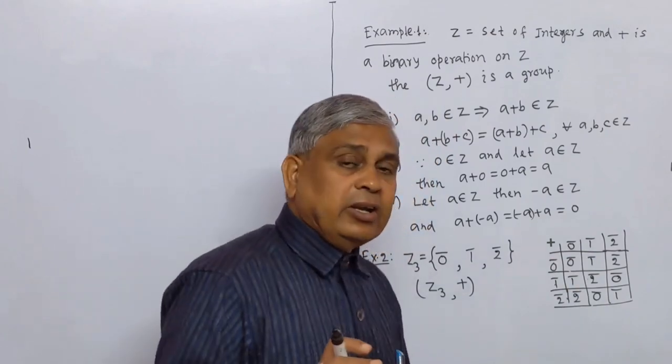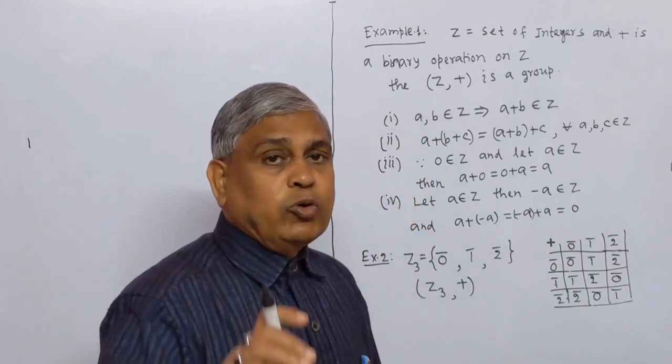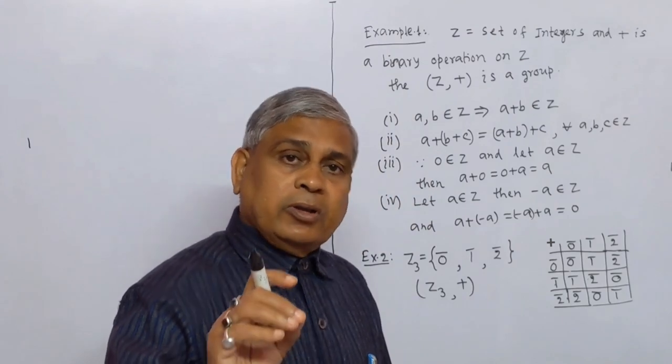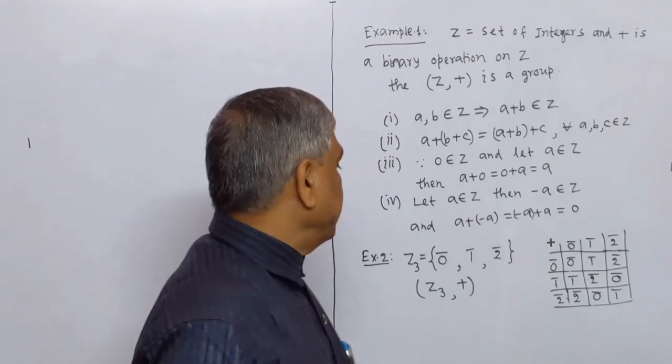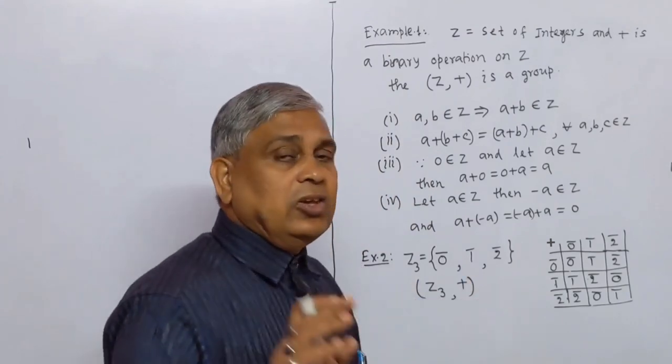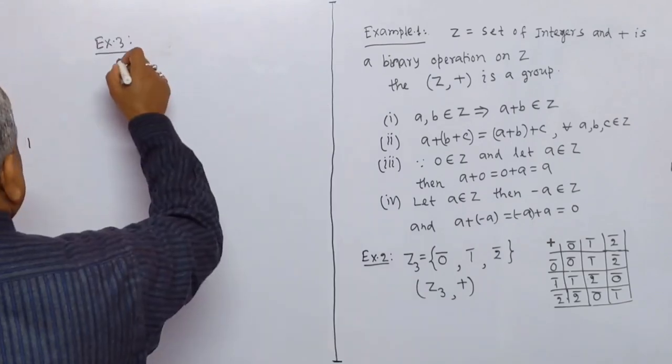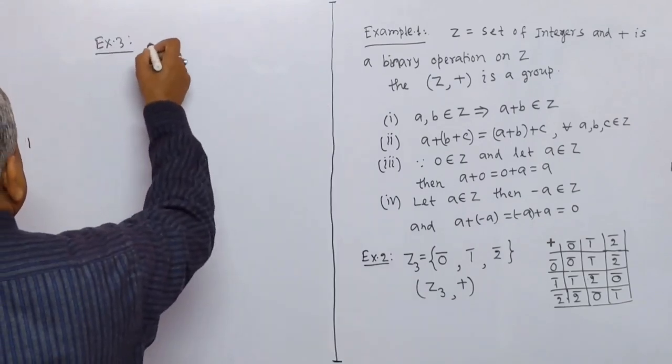So we get that all the 4 properties for a group are fulfilled. Therefore, Z3 with addition is a group. Now we see example 3.